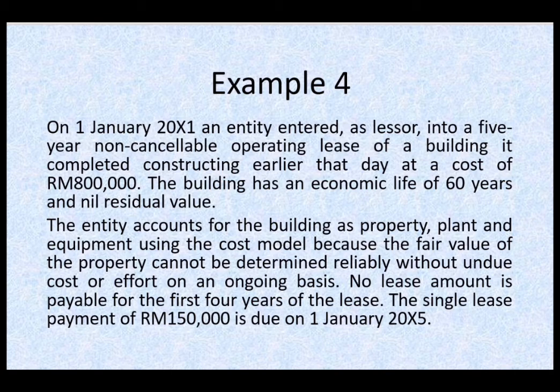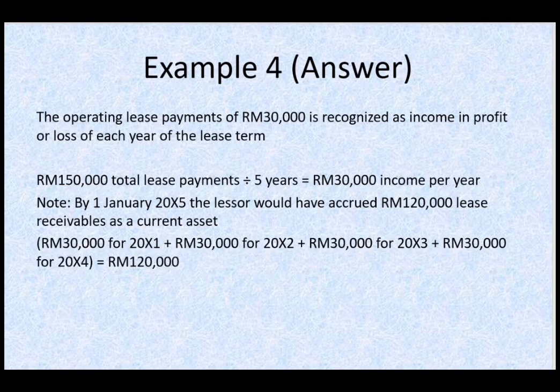Then, for the second paragraph, they have given us the details referring to the leases of the building. We need to be careful as there is no lease amount payable in the first 4 years of the lease. Hence, they will only receive the total payment on 1 January 20X5. So, to answer this question, first and foremost, we need to recognize the operating lease as RM 30,000 income in the profit and loss statement for each year of the lease term.